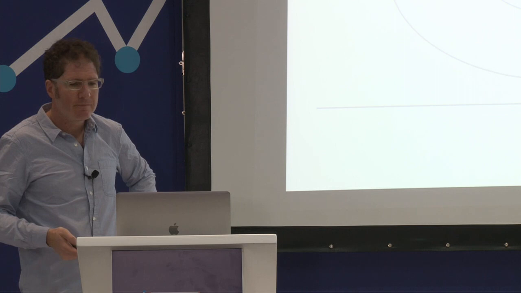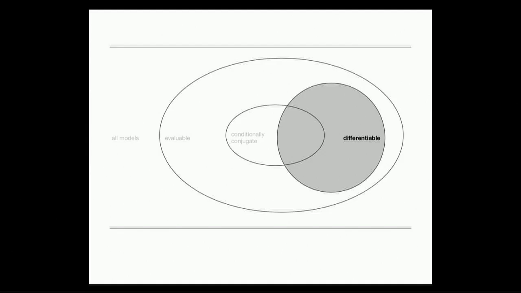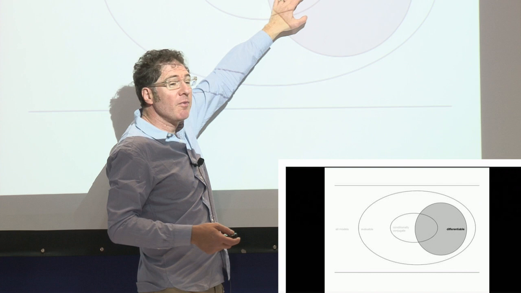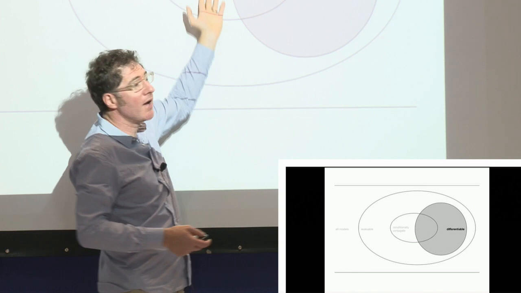Here are the differentiable models. This is not to scale, just to be clear. I don't know how big this class is. But the point is, all differentiable models are evaluable, but not all evaluable models are differentiable. Some differentiable models are also conditionally conjugate, but there are conditionally conjugate models that are not differentiable, because conditionally conjugate models can contain discrete random variables. But this is still another class of models.